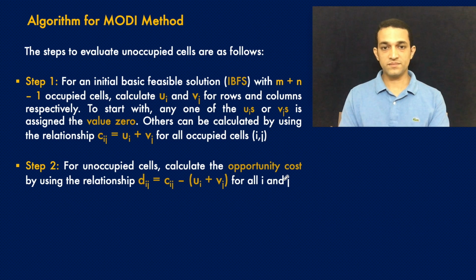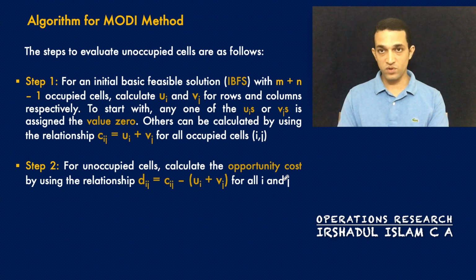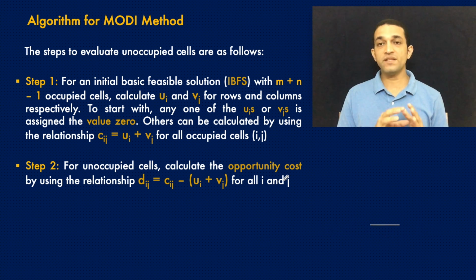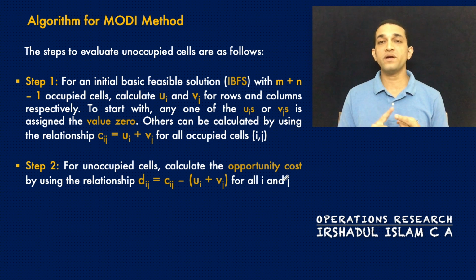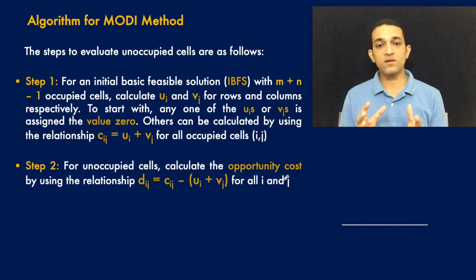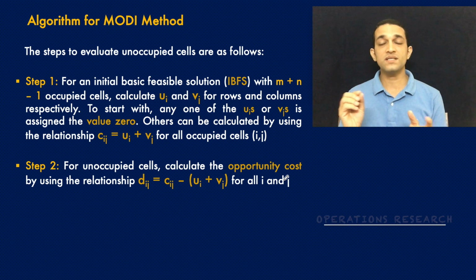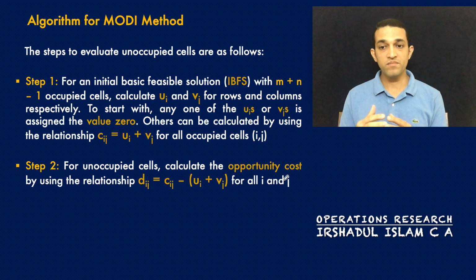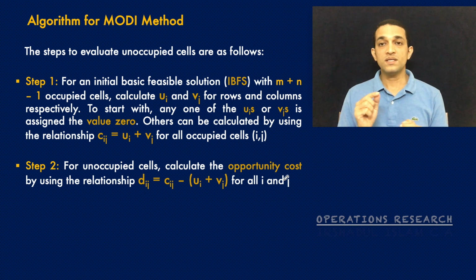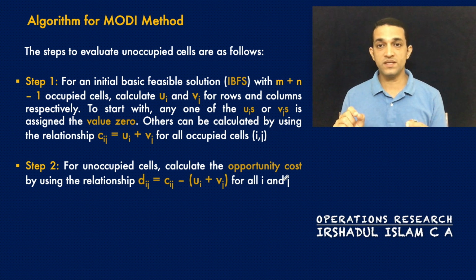Algorithm for MODI method. The steps to evaluate unoccupied cells are as follows. First step, for an initial basic feasible solution with m plus n minus 1 occupied cells, we introduce new variables ui and vj for rows and columns respectively. To start, any one of the ui or vj values we put as 0, then the others can be calculated by using the relationship Cij equal to ui plus vj for all the occupied cells.